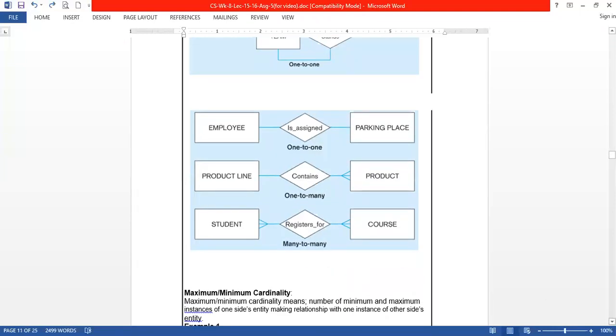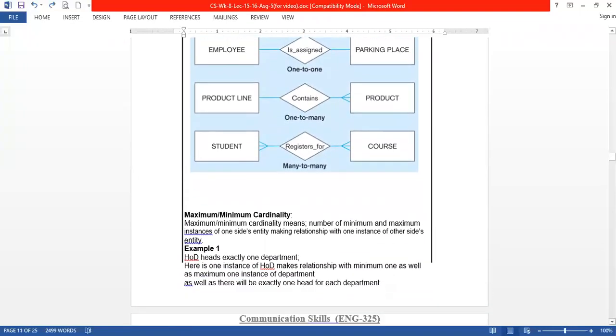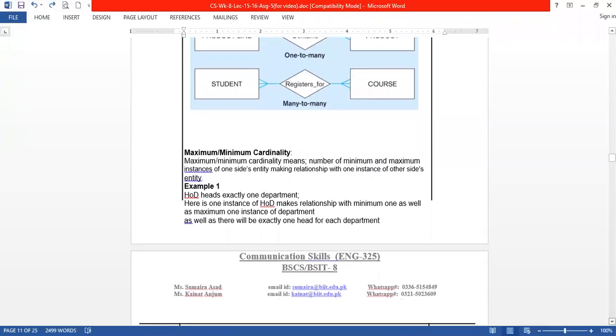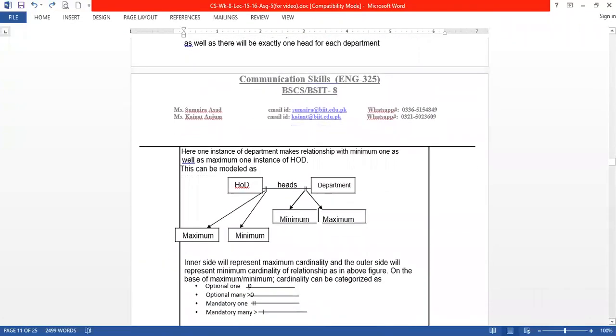Now the number of relations: maximum and minimum cardinalities, again, it's a concept. Just like an HOD has a department, here one instance of the department makes a relationship with minimum one as well as maximum one instance of HOD. So it's about maximum and minimum.